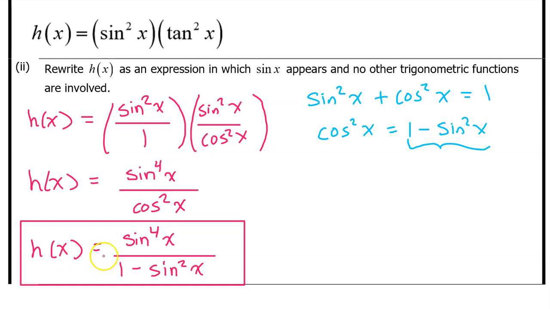So h of x is equal to sine to the 4th power of x divided by 1 minus sine squared x. And that's it. We have rewritten h of x as an expression in which sine x appears and no other trig functions are involved. By the way, you don't need to write down what I wrote in blue. This was just for instructional purposes.